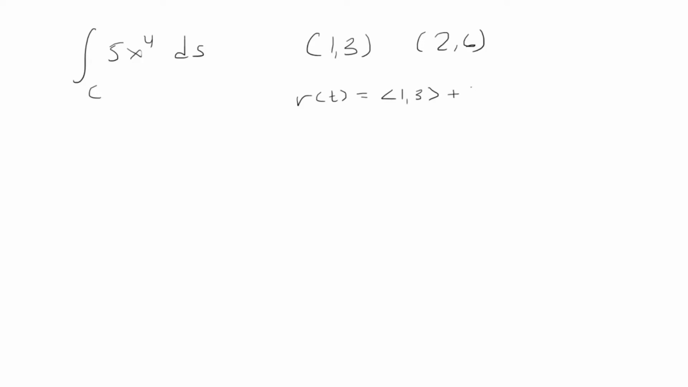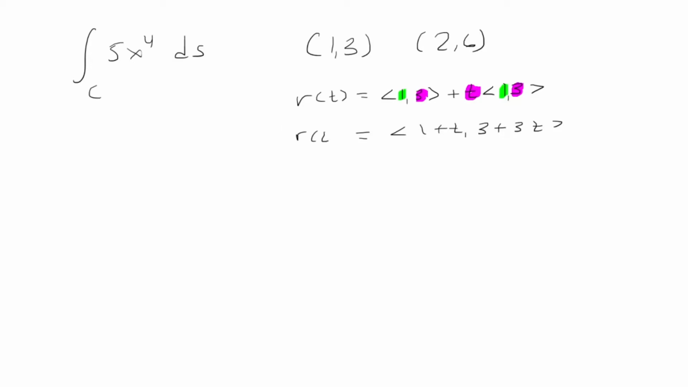and then plus t times the difference of these two points. So do 2 minus 1 and then 6 minus 3. Then we can rewrite this as (1 plus t, 3 plus 3t). Basically, you're just going to be adding the x's and then the y's. Don't forget, you always have to multiply this part by t.